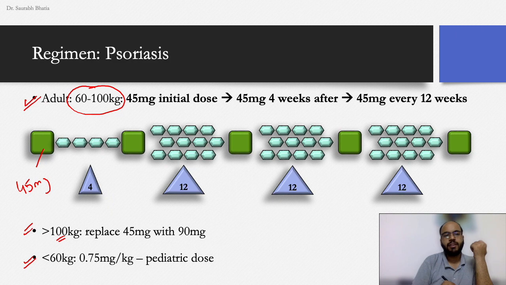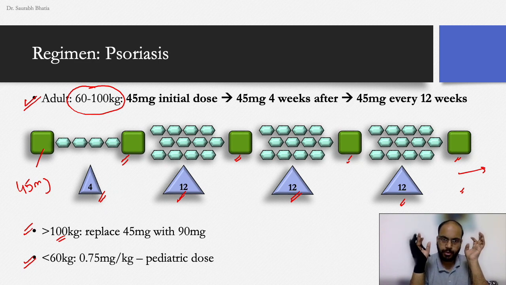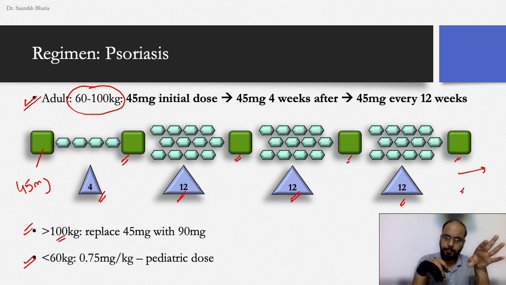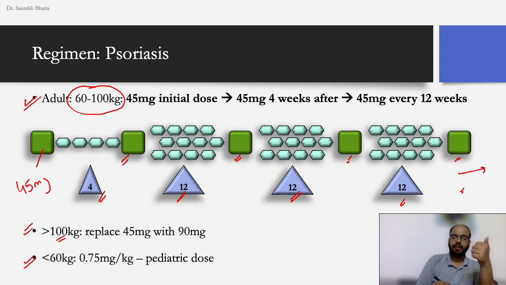So first we'll give a 45 milligram initial dose, then we will wait for 4 weeks, then give again 45 milligram, a second dose, then we'll wait for 12 weeks, then 45 milligram, 12 weeks, 45 milligram, 12 weeks, 45 milligram, till the psoriasis is under control. So first dose 45 milligram, after 4 weeks give another 45 milligram, then after every 12 weeks you give 45 milligram ustekinumab. If your patient weighs more than 100 kg, you just replace 45 milligram with 90 milligram. That means you just double the dose.